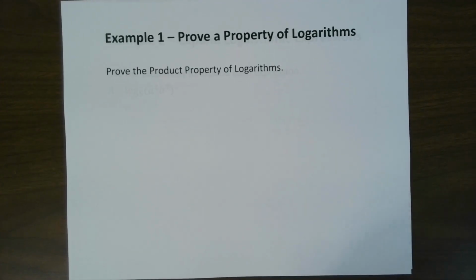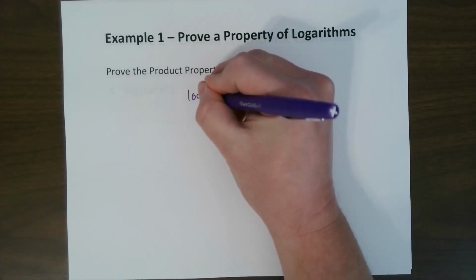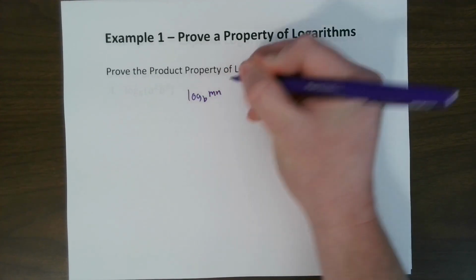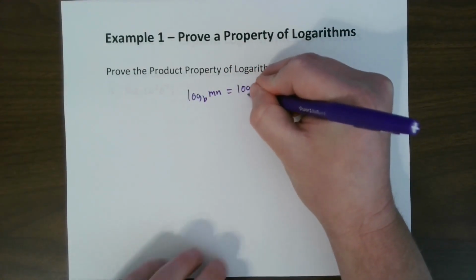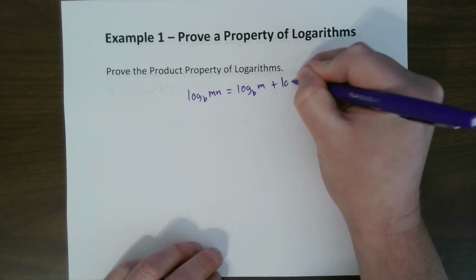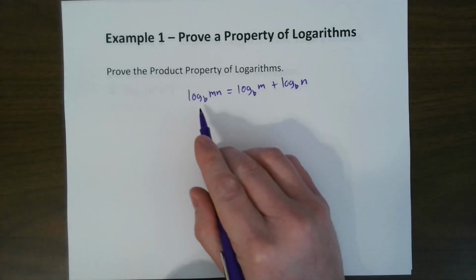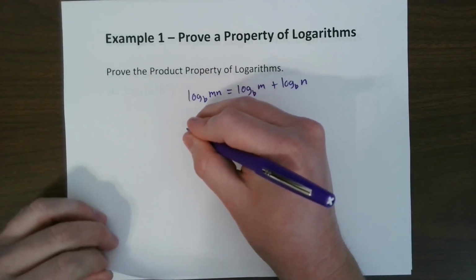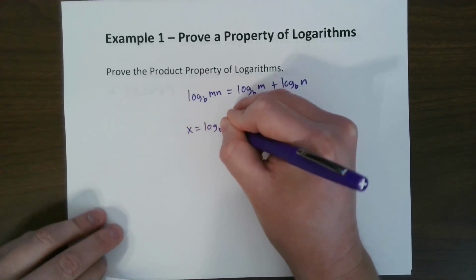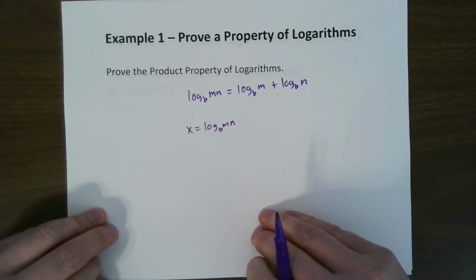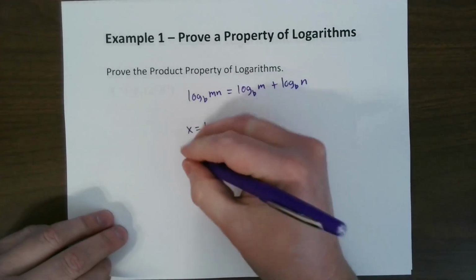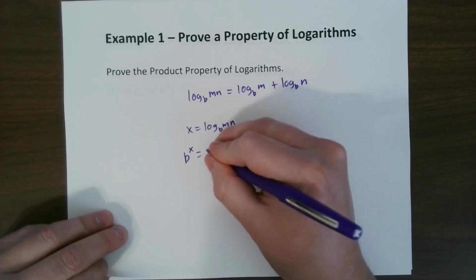The product property goes log b of mn equals log b of m plus log b of n. So the way we can prove that it's true, there's a few ways to do it. We've got to show one side goes with the other. So let's go with this side. I'm going to say x equals log b of mn. First thing I'm going to do is write an exponential. So I'm going to write b to the x equals mn.